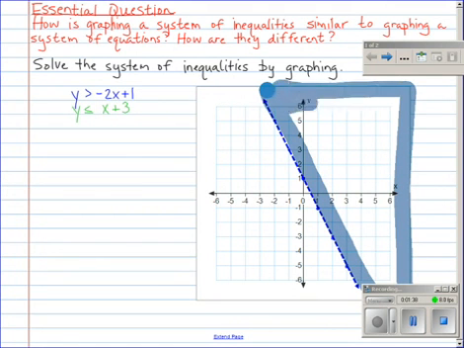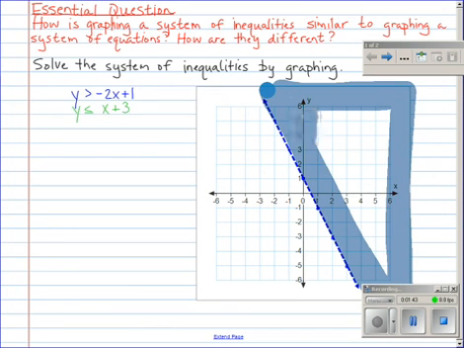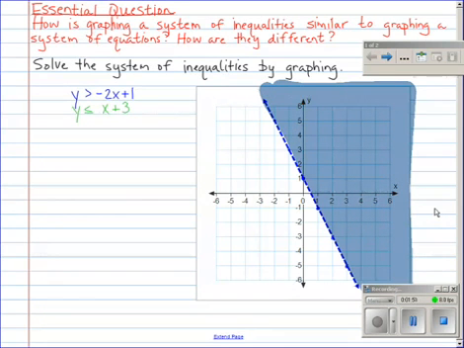And one way that you can determine where to shade, if you look at the y-intercept for this blue line, was a positive 1. Well, numbers on the y-axis that are greater than 1 would be 2, 3, 4, 5, and 6. And if you'll notice, when I finished shading, those are the numbers on the y-axis that were shaded blue. Now let's look at the green inequality.